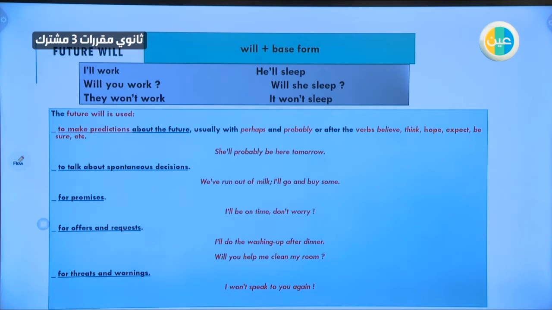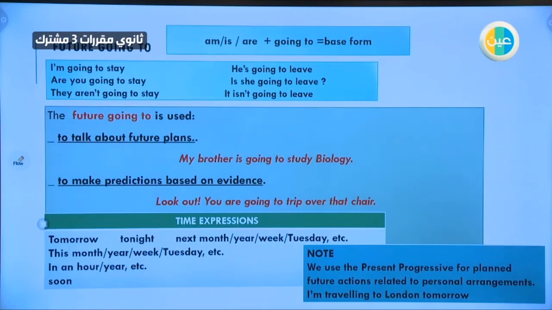For offers and requests also, like when I say, I will do the washing up after dinner. Will you help me? This is an offer or request. Will you help me clean my room? So here I'm going to use will, okay, future will. And for threats and warnings, like when I say, I will not speak to you again if you do that. So threat and warning, okay?